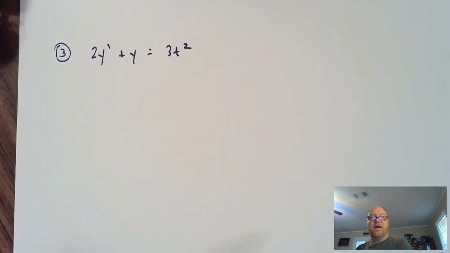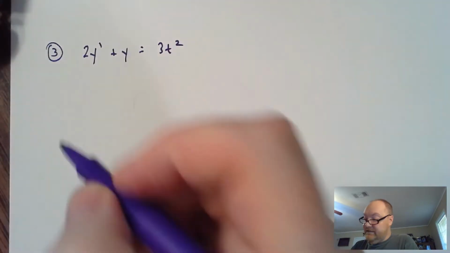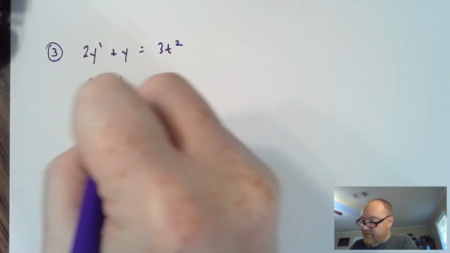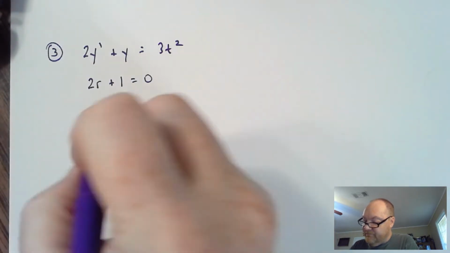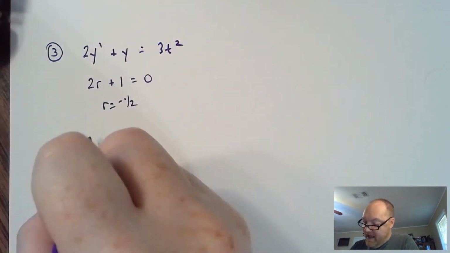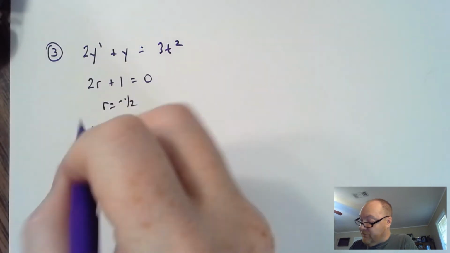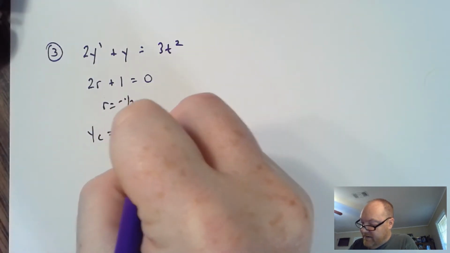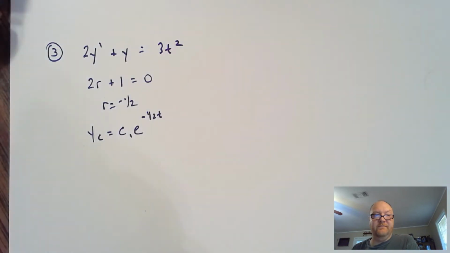All right, so then example 3, let's solve 2y prime plus y equal to 3t squared. The first thing I'm going to do is find the solution to the characteristic equation. So it looks like r is negative 1/2. So I only have one thing. It's only the first derivative. Don't let that throw you off. My solution then is e to the negative 1/2 t times some constant.